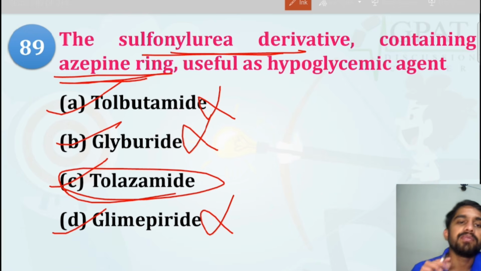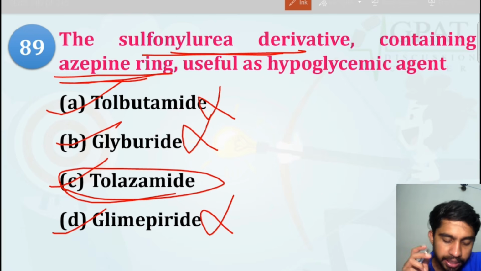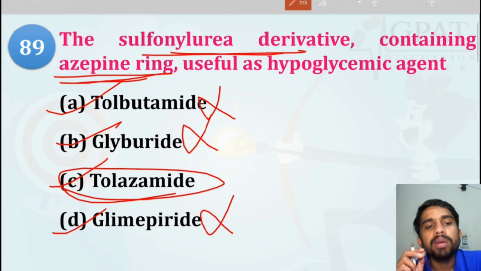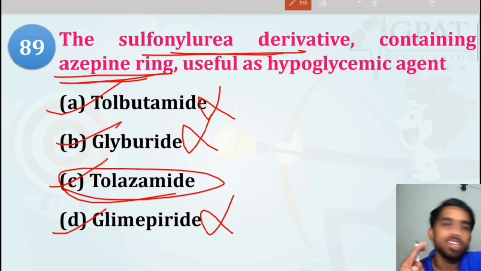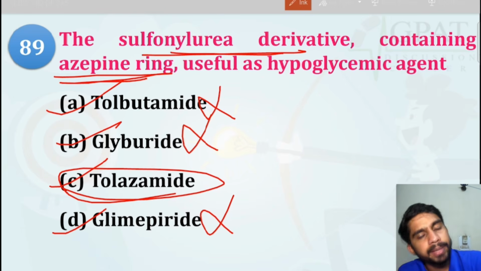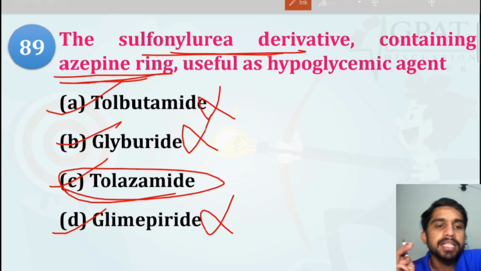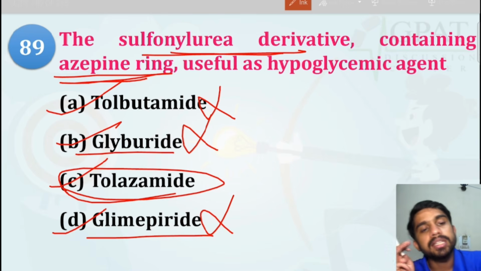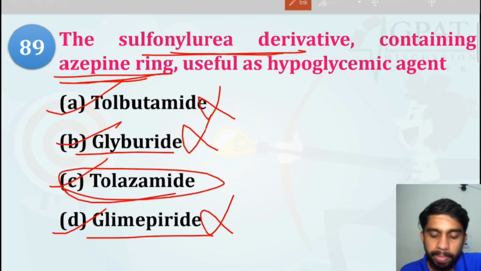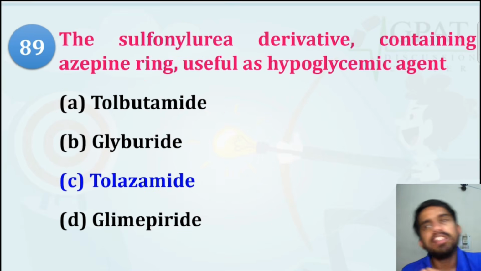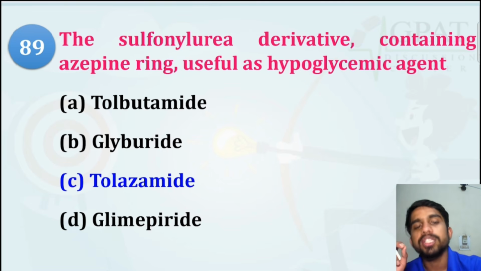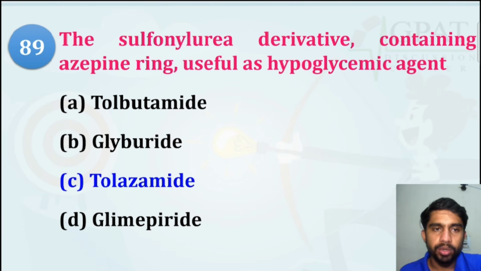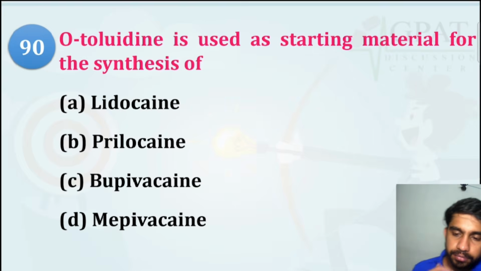There are two types, first generation and second generation. In the first generation there are three drugs: tolbutamide, chlorpropamide, tolazamide. The second generation includes glibenclamide, that is glyburide, glipizide and glimepiride. So the correct answer for this question will be option C, that is tolazamide. Okay, next question, question number 90.